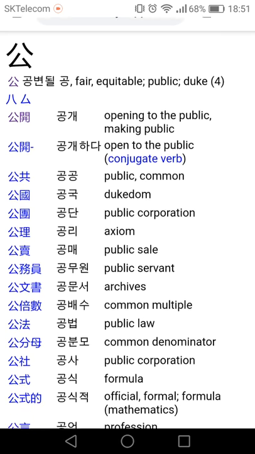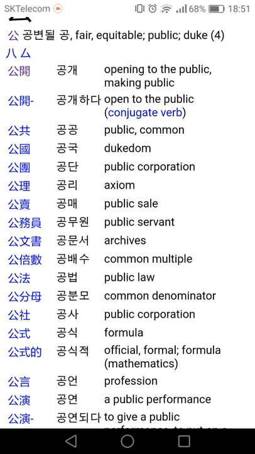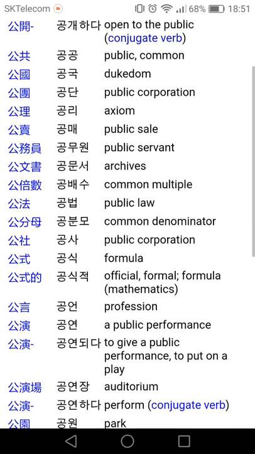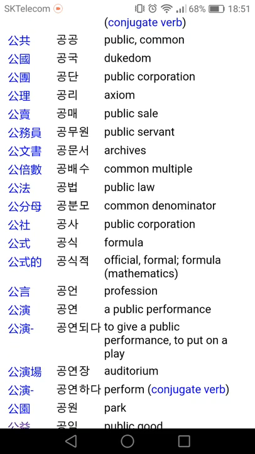Kong Ke. All right. And then we have Kong Me. Me means to buy or sell. That's why there's a word called memehada. Memehada means to buy and sell. Okay. So Kong Ke, Kong Me: public sale.